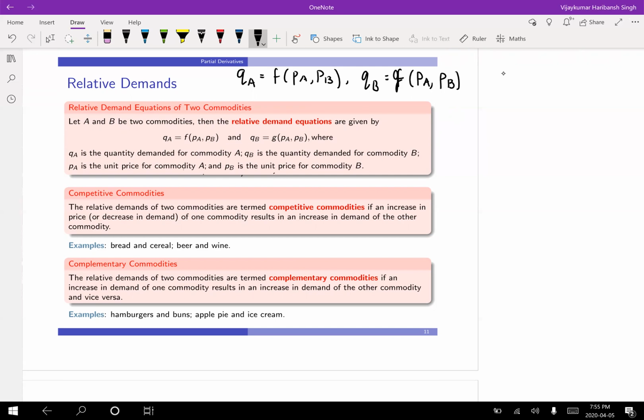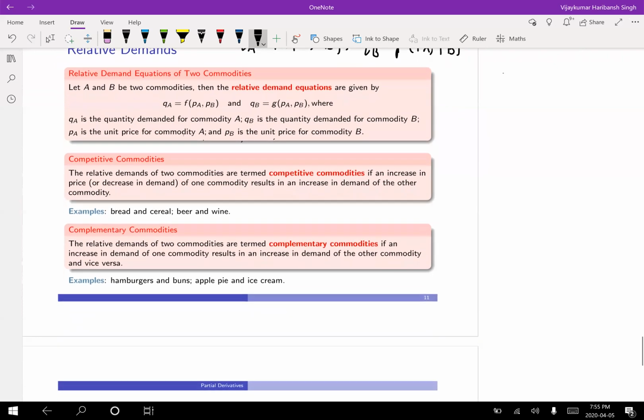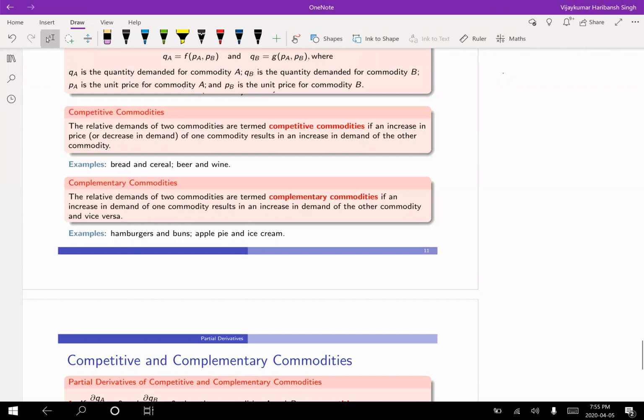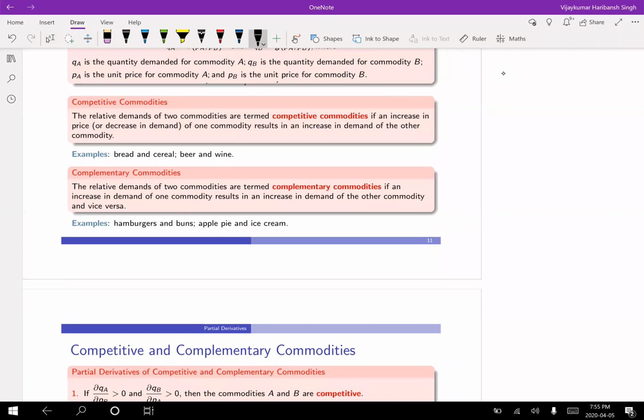Similarly, beer and wine, right? So the price of one goes up, yeah. So that is the idea. So what will happen if I want to write it in terms of derivatives, what does it mean? All right, we'll come to that in a minute.